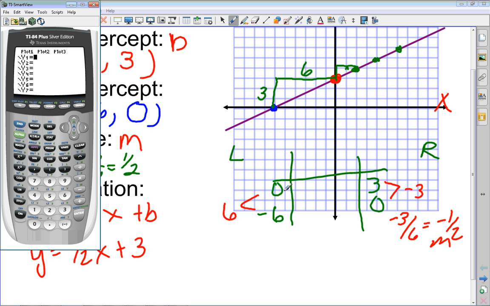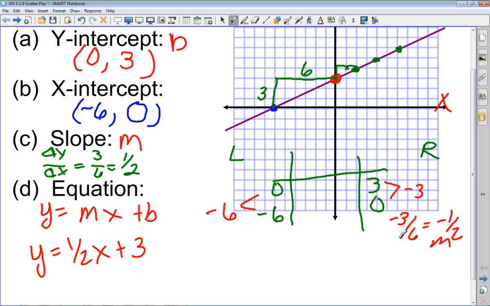Oh, how did I get negative here? Oh, I almost made another mistake. Let me go back. This should be -6, negative, and a negative divided by negative should be +1/2. Okay, there we go. The reason I went backwards like that was because I went from the y-intercept and then I wrote the x-intercept. So just be careful like I did. I almost skipped over it, but my slope is supposed to be positive.